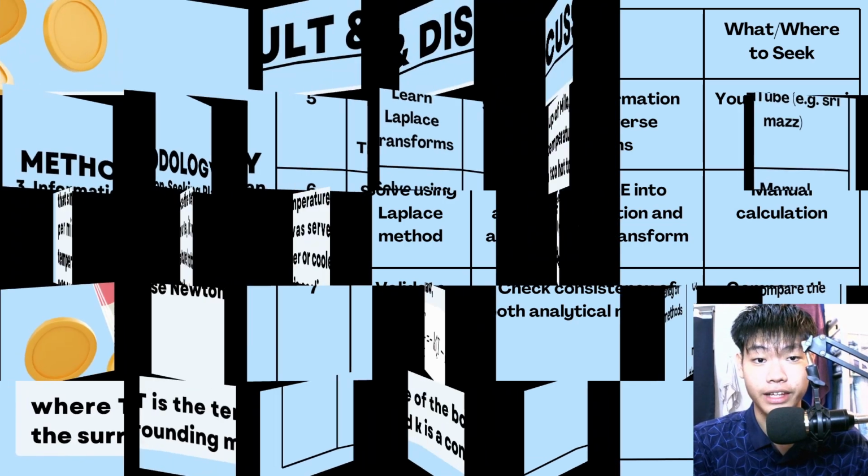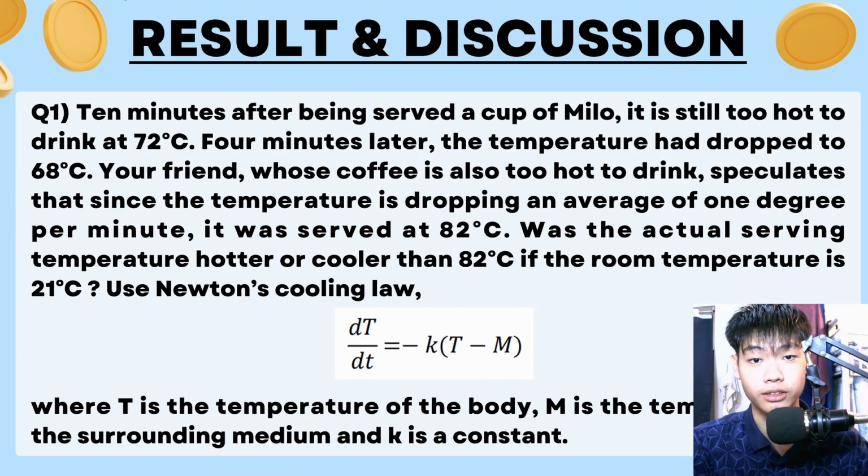Okay, thank you, Tan. Now I will present about the result and discussion. Our first question is, 10 minutes after being served a cup of Milo, it is still too hot to drink at 72 degrees Celsius. 4 minutes later, the temperature had dropped to 68 degrees Celsius. Your friend, whose coffee is also too hot to drink, speculates that since the temperature is dropping an average of 1 degree per minute, it was served at 82 degrees Celsius. Was the actual serving temperature hotter or cooler than 82 degrees Celsius if the surrounding temperature is 21 degrees Celsius?